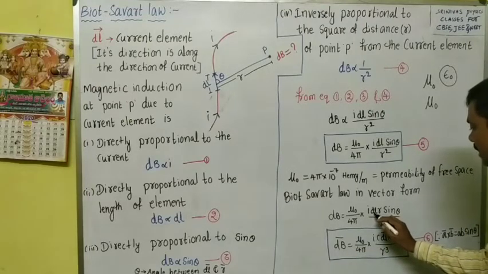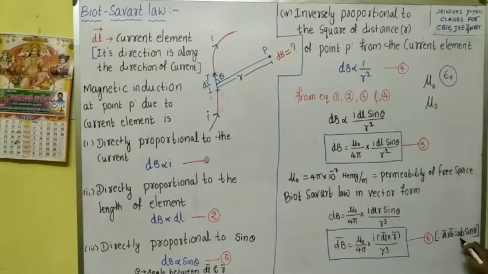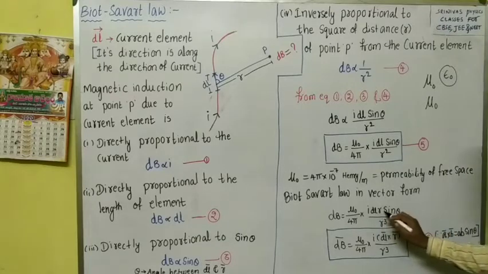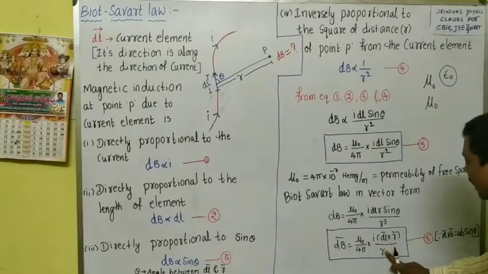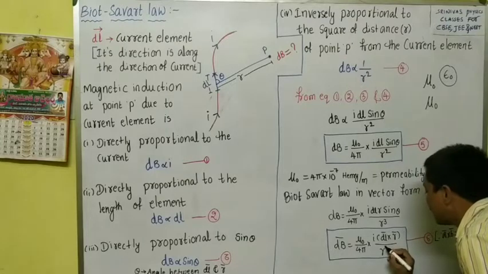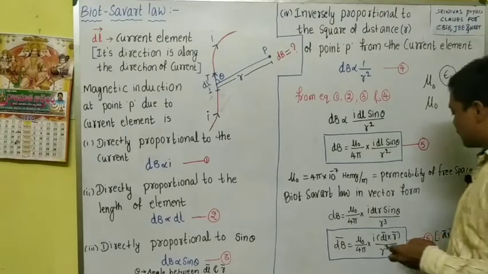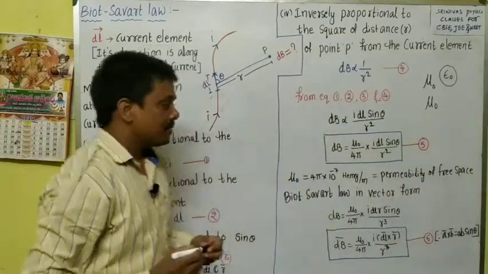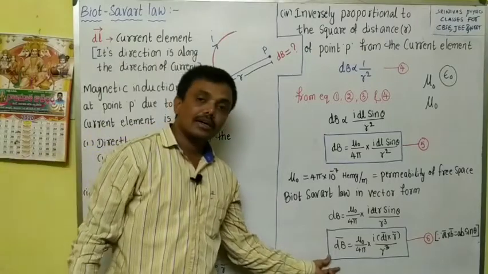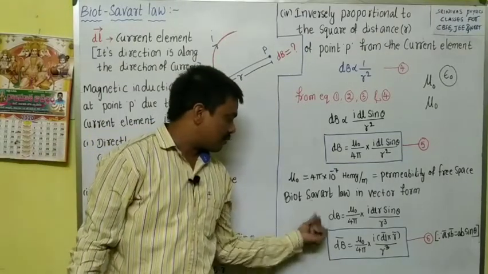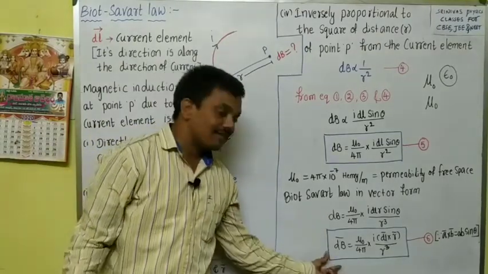If a b sin theta is there, we can write it as a bar cross b bar. Here dl r sin theta is there, that we write as dl bar cross r bar by r cube, r power 3, right? And this is in vector form. This is the previous question, and one more question: write the vector form of Biot-Savart law. This is the vector form.